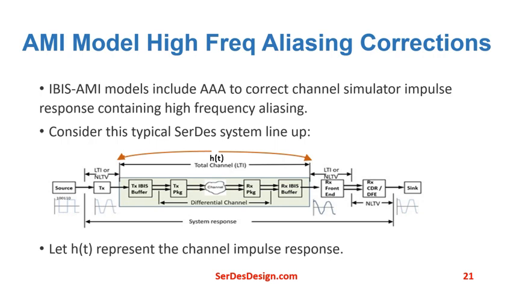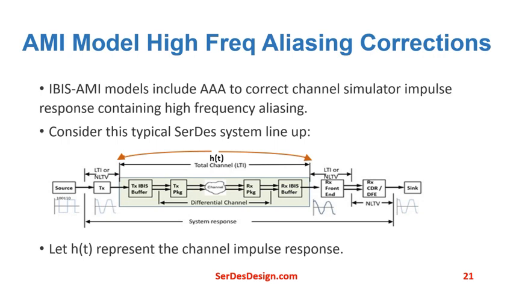In the IBIS-AMI models that I deliver to my customers, I include the ability for the model to apply corrections to the channel simulator impulse response when needed using the SerDesDesign.com anti-aliasing process. Corrections are often needed when the channel simulator impulse response has high frequency aliasing in the impulse it delivers to the AMI model. Consider this typical SerDes system lineup.